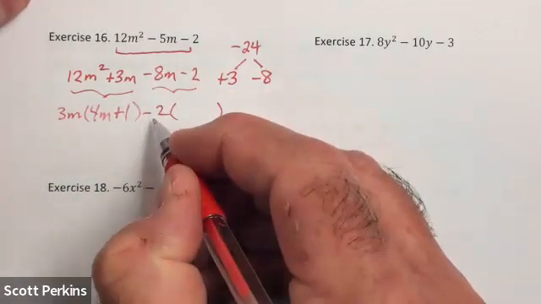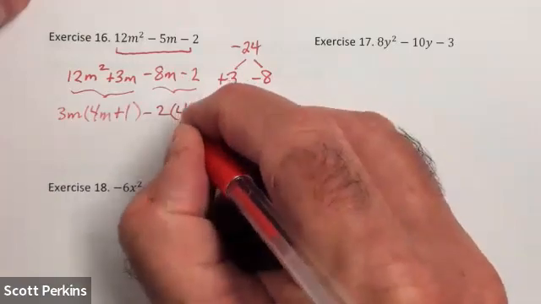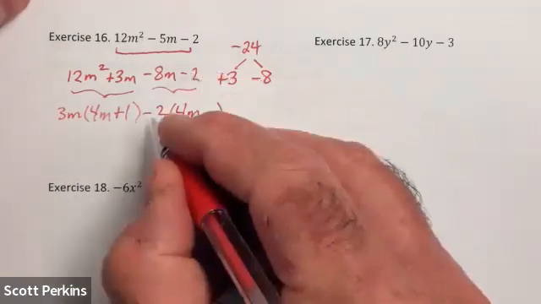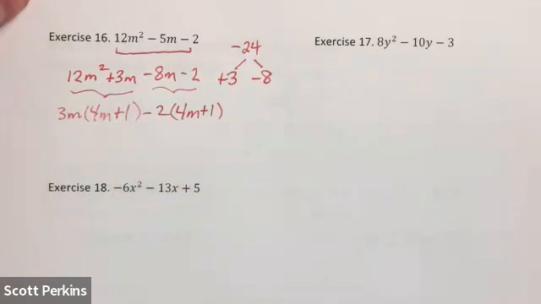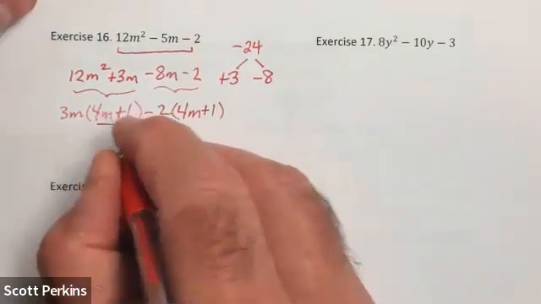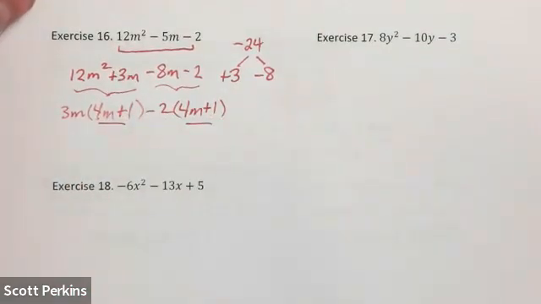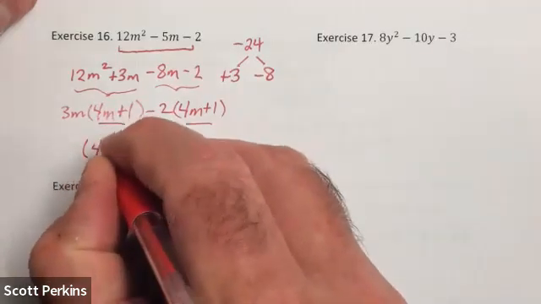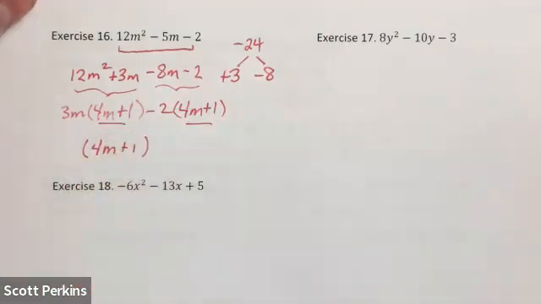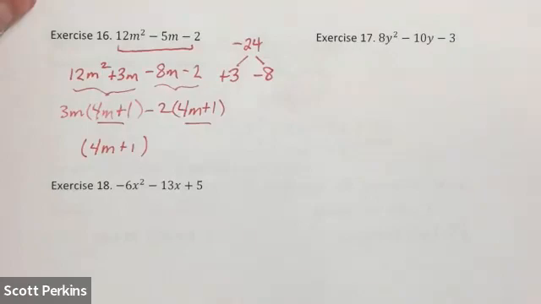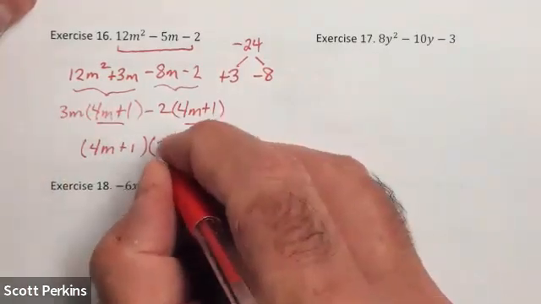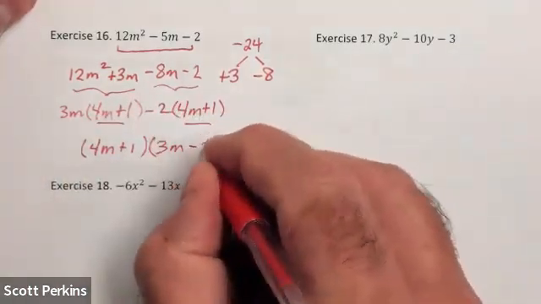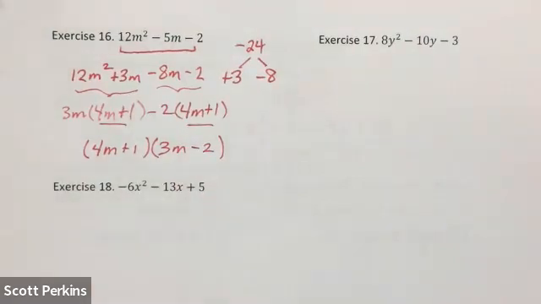Negative 8m divided by negative 2 is positive 4m. Negative 2 divided by negative 2 is a positive 1. Grouping worked. I got the exact same thing in parentheses. That's how I make that determination. And so because of that, the common factor is the 4m plus 1. That's what both of them have. And then what's left over from the first one, 3m, and then minus 2 from the second one. There's my 2 binomials that multiply to give me what I started with.